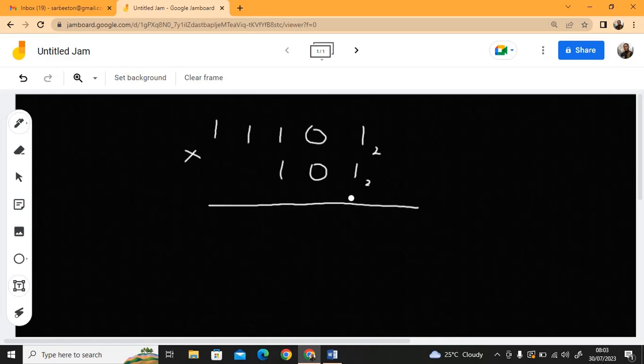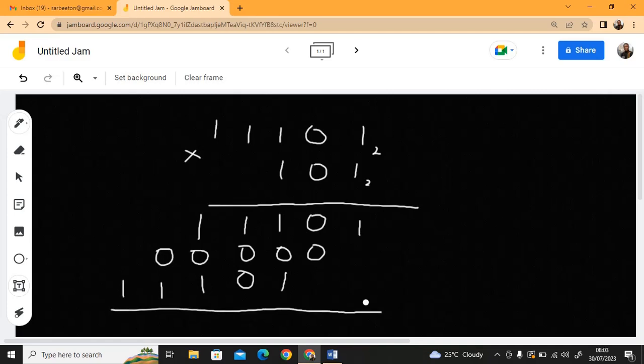So 1 times 1 is 1. 1 times 0 is 0. 1 times 1 is 1. 1 times 1 is 1. 1 times 1 is 1. For this line, everything here will be 0, because it's 0, 0, 0, 0, 0. Then in the next line, 1 times 1 here will be 1. 1 times 0 is 0. 1 times 1 is 1. 1 times 1 is 1. 1 times 1 is 1.